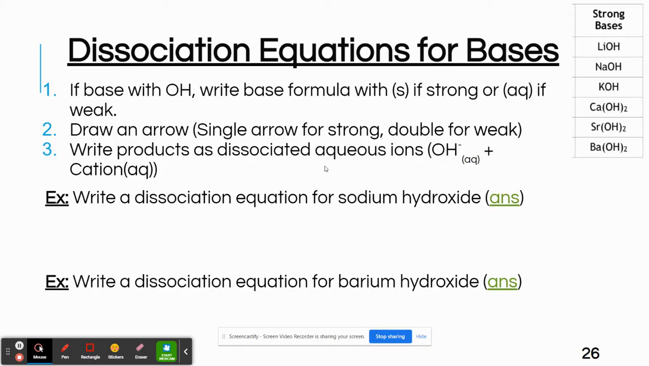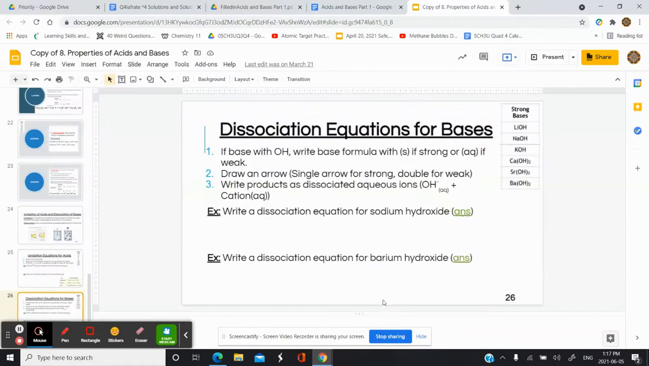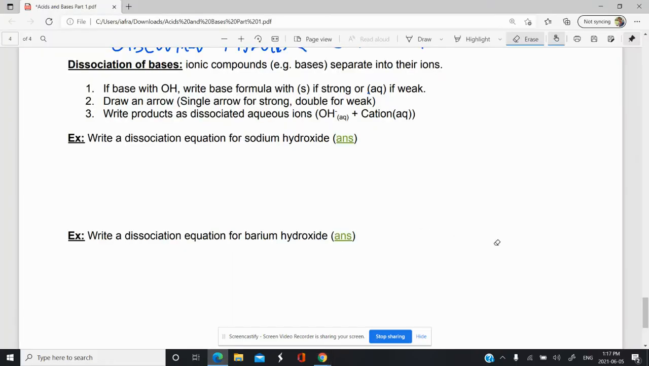And then you're going to write the products as the dissociated aqueous ions of OH minus, and then the cation that's left over from that. So let's take a look at two examples here, sodium hydroxide and barium hydroxide. You'll notice that sodium hydroxide and barium hydroxide are both strong bases. So let's go to our handout here.